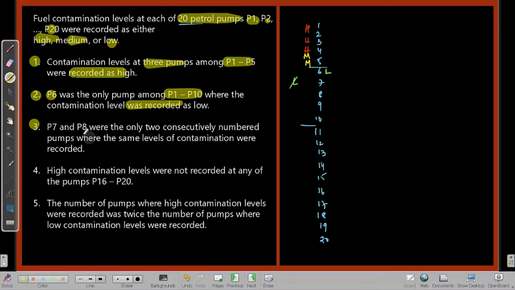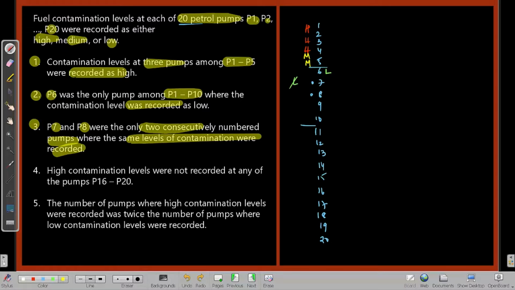Let's look at 3. P7 and P8 were the only two consecutively numbered pumps where the same level of contamination was recorded. So P7 and P8 have the same level of contamination. And mind you, those two are the only two pumps which are the same level of contamination, so nothing else from P1 to P20 is going to be consecutive anymore. Here we see that this cannot be L, because then there will be 3 which is consecutive.